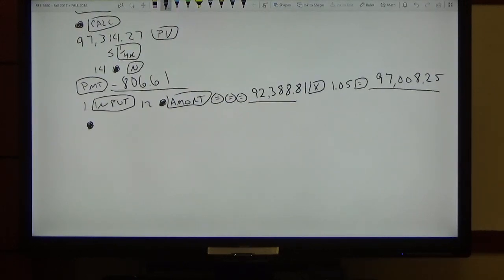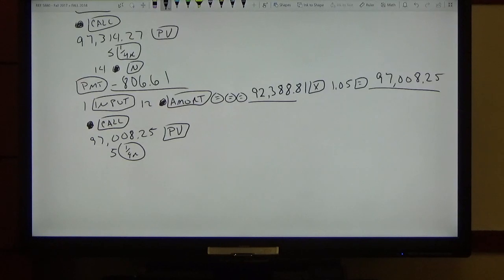Clear everything out. And then we're going to put in 97,008.25 as our loan amount. Interest rate is still 5%. Now our term is 13 years remaining. And let's see what our payment is going to be for this year.